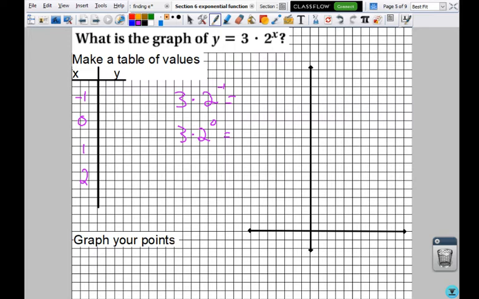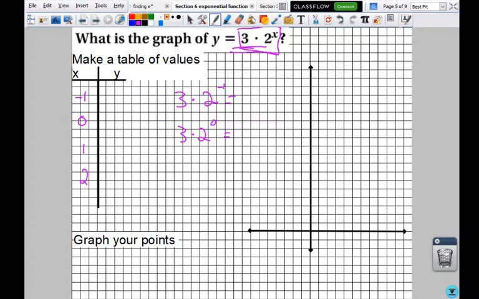Over here on y1, I want you to delete that. And we are going to type in 3 times 2 to the x, because that's what we're graphing. We're not going to type in the y equals. We're just going to type in 3 times 2 to the x right here. We go back to Desmos.